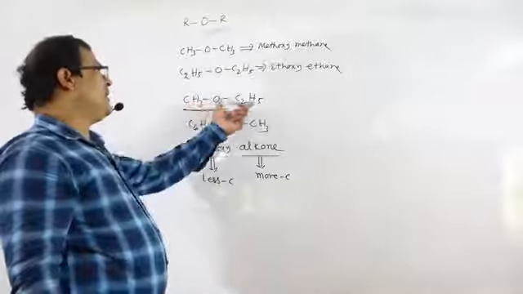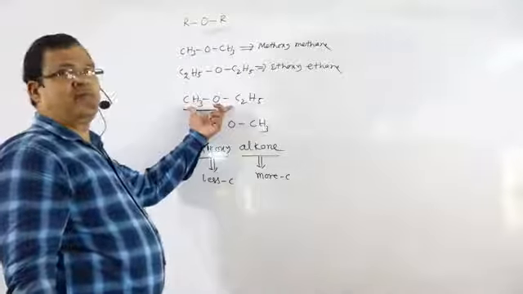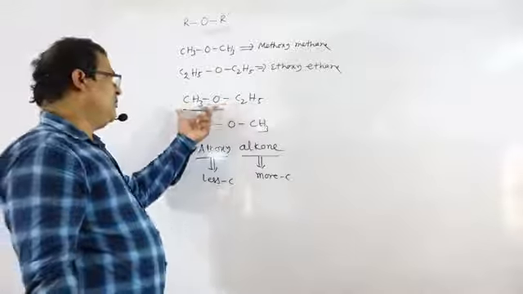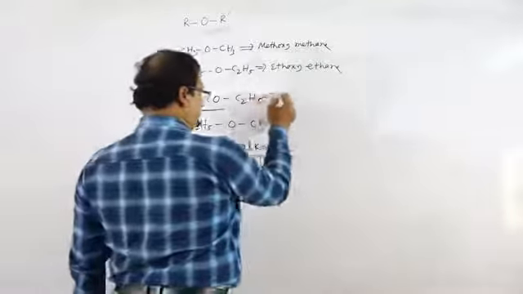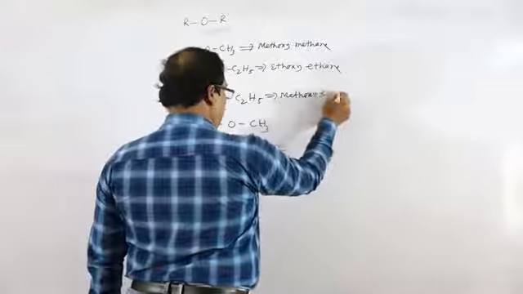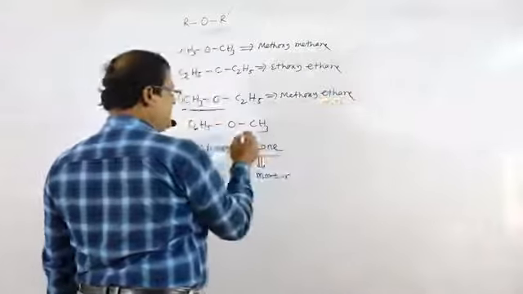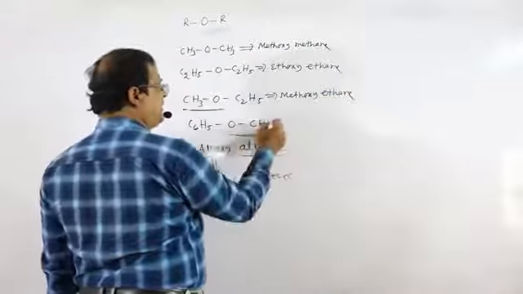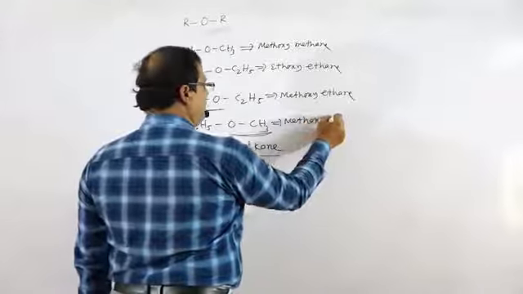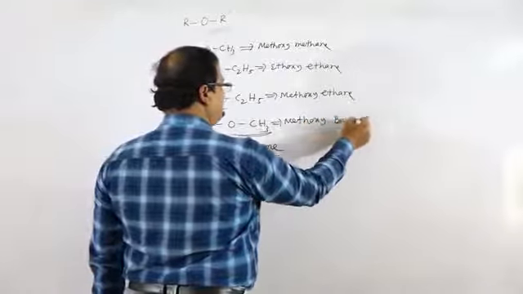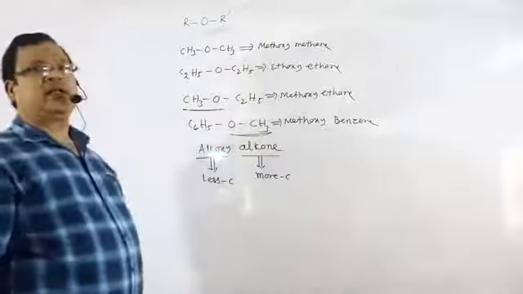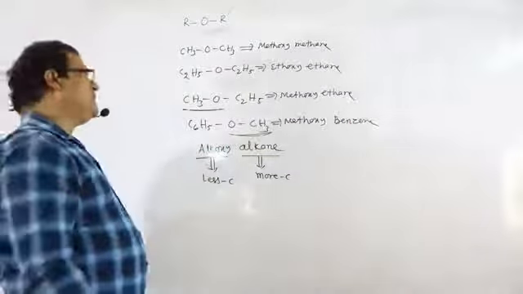This one is an unsymmetrical ether. Symmetrical ethers, unsymmetrical ether, that is alkoxyalkane: methoxyethane. And this is methoxybenzene, which is an unsymmetrical ether.